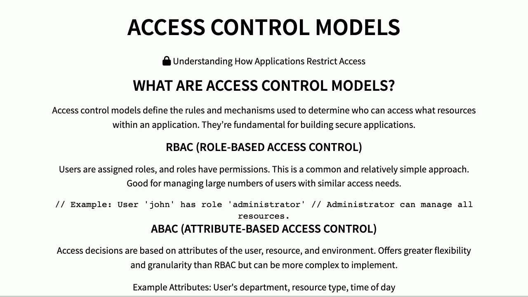Next we have ABAC, attribute-based access control. This is more flexible. It looks at things like the user's department, the type of resource they're trying to access, or even the time of day to make an access decision. Finally, there's PBAC, which combines elements of RBAC and ABAC, using policies, a good balance between control and flexibility.